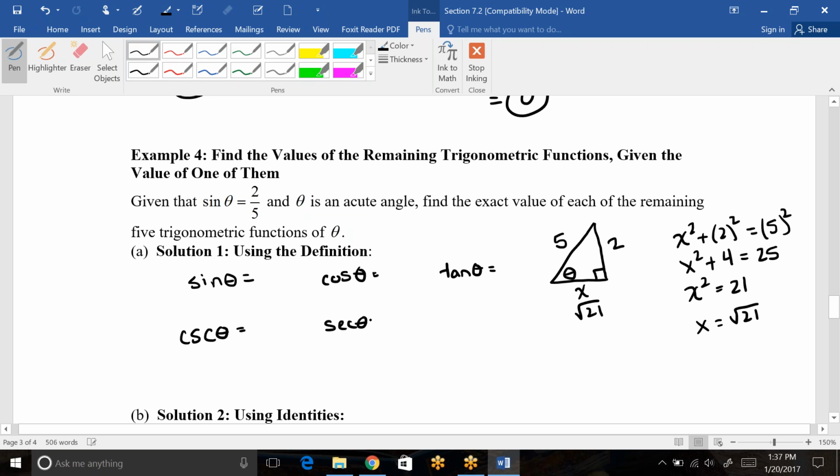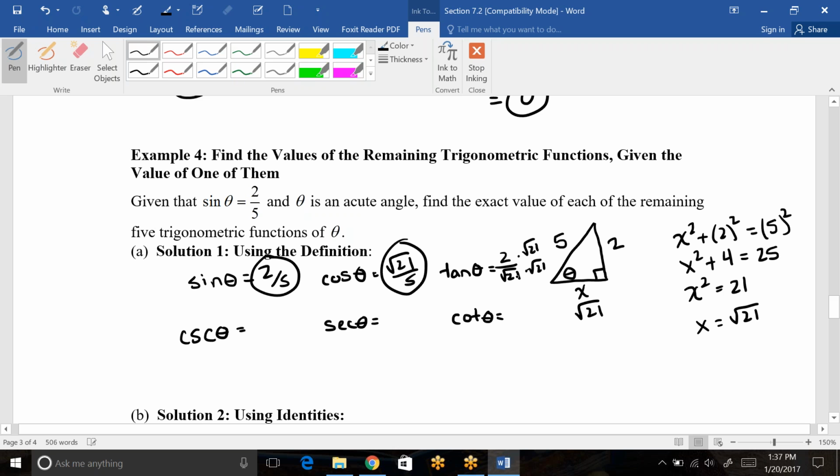So I'm just writing down a spot for each one. Sine we already knew was 2/5, that was given to us. Cosine is adjacent over hypotenuse, so that's square root of 21 over 5. Tangent is opposite over adjacent, so that's 2 over the square root of 21. We are going to have to rationalize that.